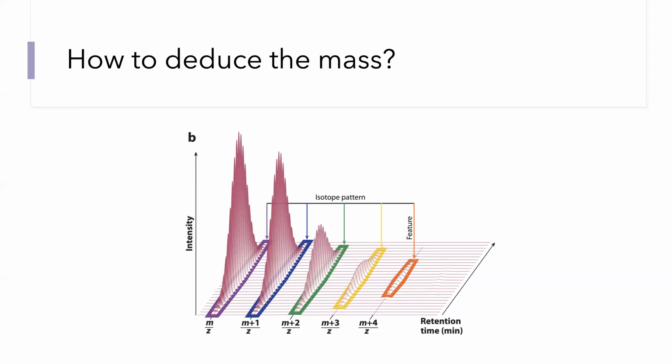Because we know that two neighboring peaks are separated by a single neutron, one Dalton, then the distance between them is going to be equal to one over the charge. So if the distance is one over two, then the charge is two. If the distance is one over four, then the charge is four. So by looking at the isotopic pattern of a molecule, we can determine what is the charge of its corresponding ion.